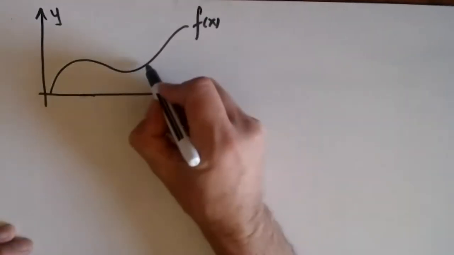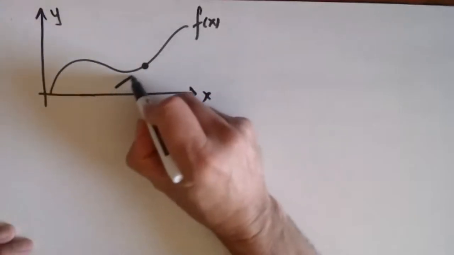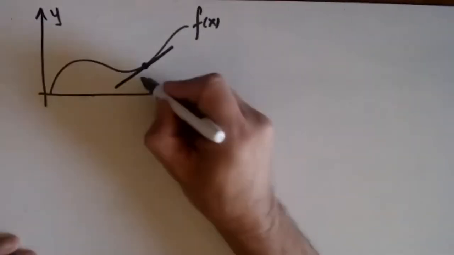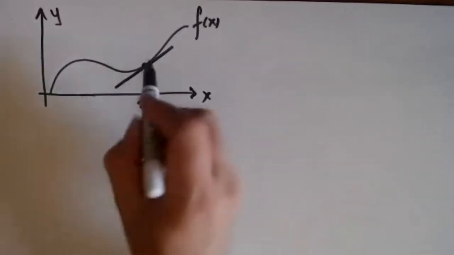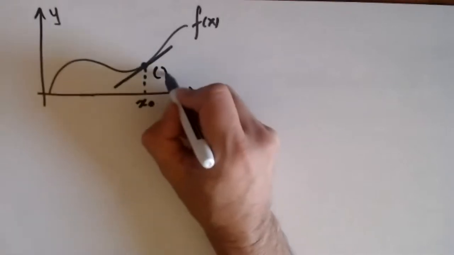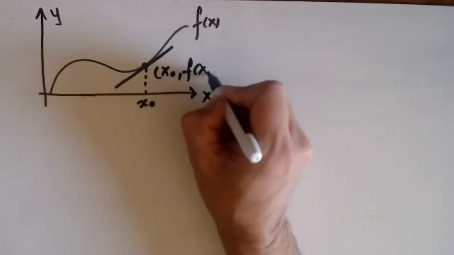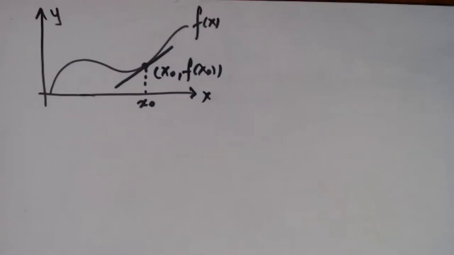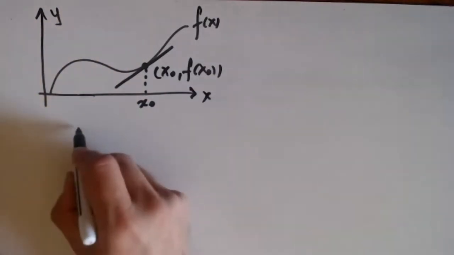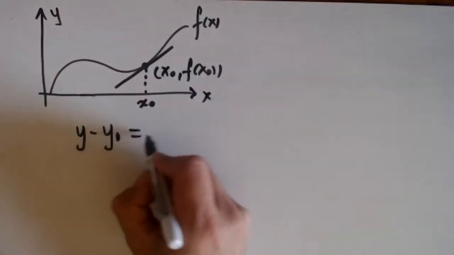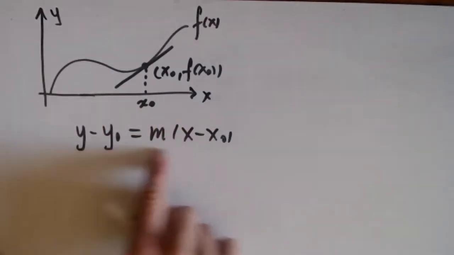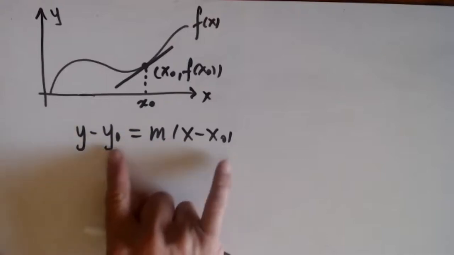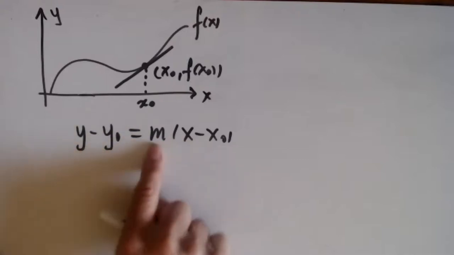So if you want, for instance, the slope of the tangent line at this point, this is the point x0, and this is the point (x0, f(x0)). That's the point, right there. Now, for the slope of the tangent line, you need y minus y0 equals m(x minus x0). This is the equation of any straight line. So what you need for the equation is a point the line passes through and the slope.